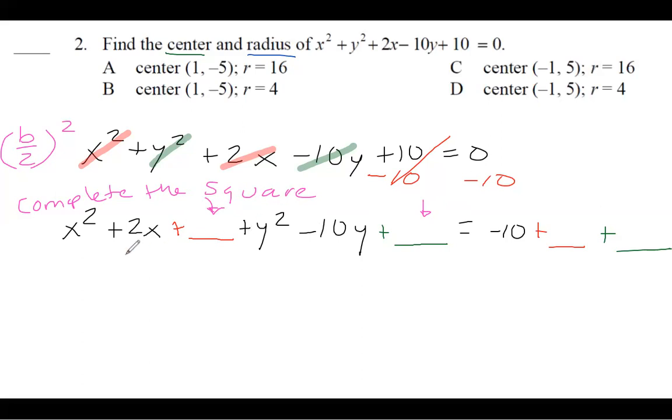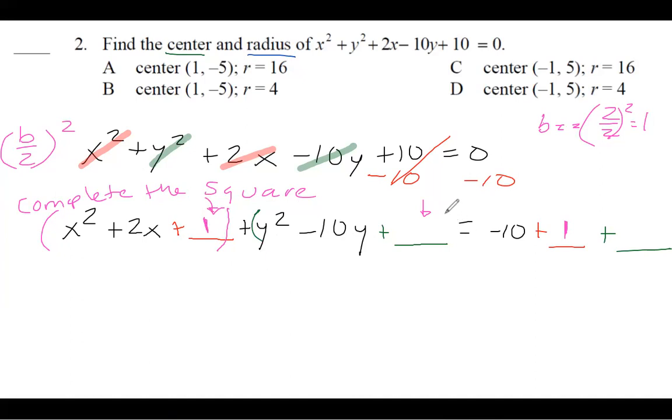So we can go ahead and look at our b for the first group. My first group are my x variables. What's my b for my first group? 2 in this case. I'm going to say b equals 2. So therefore, 2 divided by 2 squared. What is 2 divided by 2? 1 squared? 1. So this is going to be 1. And whatever we add to one side, we add to the other. Keep your equation balanced.